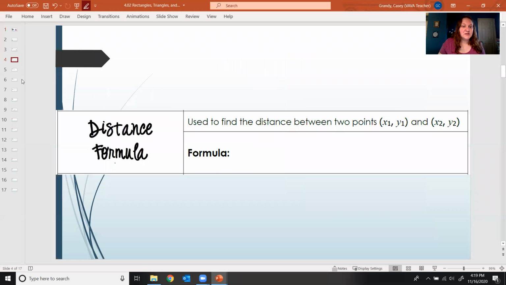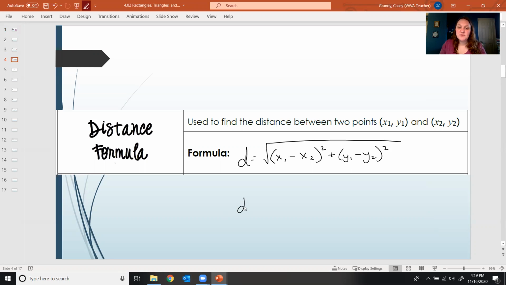Okay, so today we're going to start with 4.2. One important concept from 4.2 is knowing the distance formula. So the distance formula says that d, lowercase d, we're going to call that distance, is equal to the square root of the difference in the x value squared. Difference means subtract. Plus the difference in the y values squared.